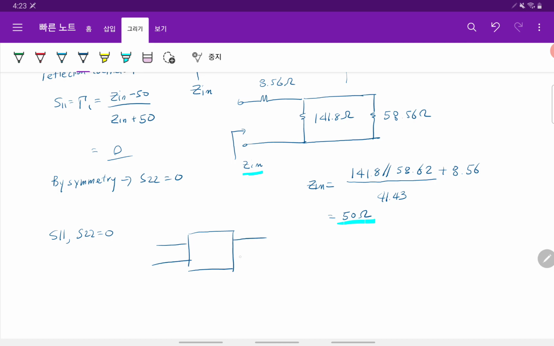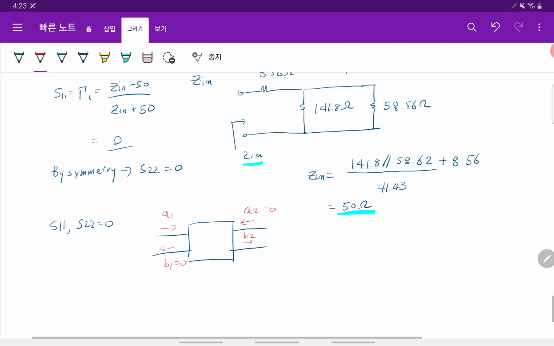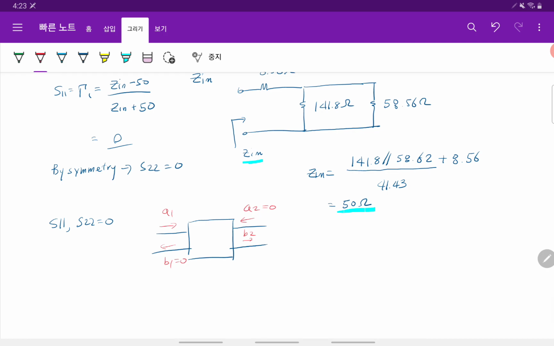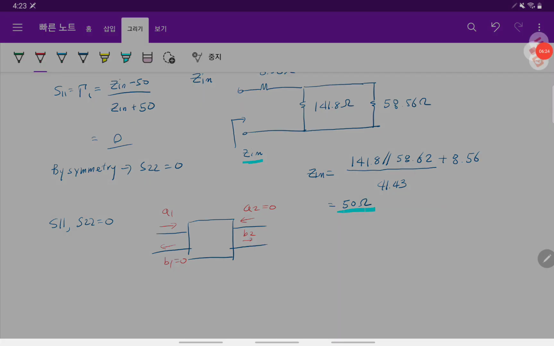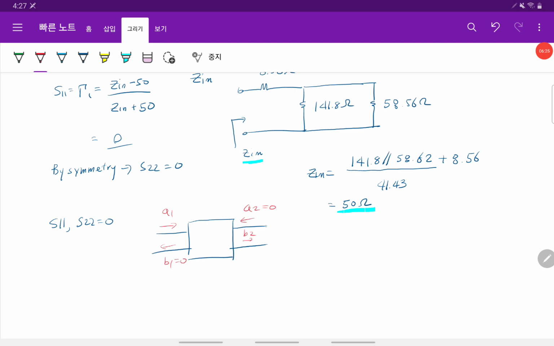S11 and S22 being 0 means, so let's have these two ports. A wave comes in, A1 comes in, B1 is 0, right? Because there is no reflection. And then A2 is also 0. And B2, right, when this is terminated with 50 ohm, right?